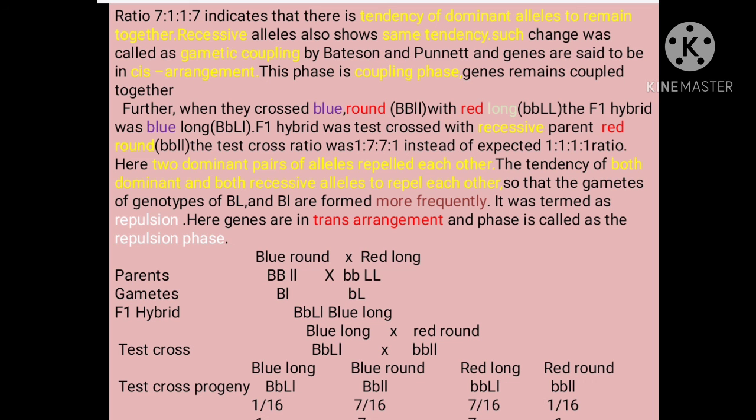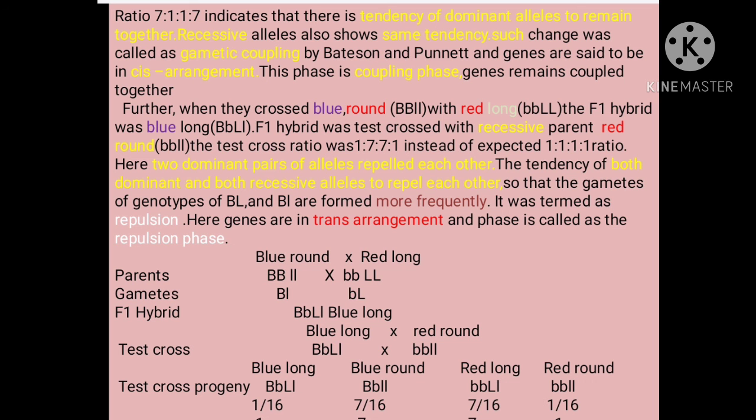Here, two dominant pairs of the alleles repel each other. There is a tendency of both dominant and both recessive alleles to repel each other, so that the gametes of genotype capital B, small l, and small b, capital L are formed more frequently. It was termed repulsion. Here, the genes are in a trans arrangement and the phase is called the repulsion phase.